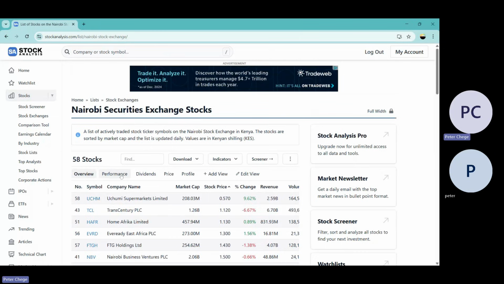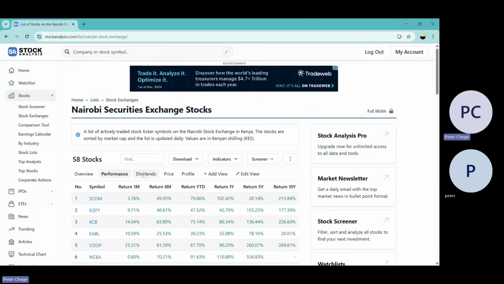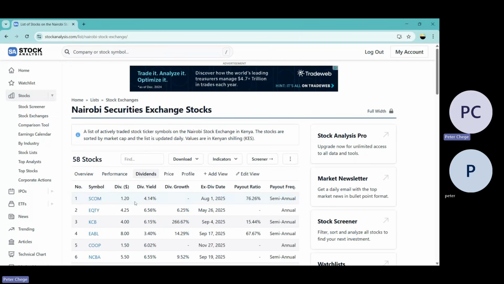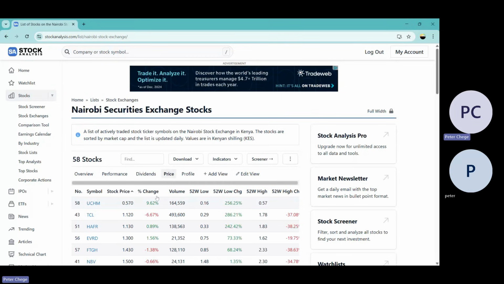You can see performance. You can see dividend details, but these are limited to the latest dividend. If you want to see dividend history, then you may need to have a pro account. Then you have the prices. As I said, stock price, 52-week low, 52-week high. We'll come to that. Let's go back to our presentation.